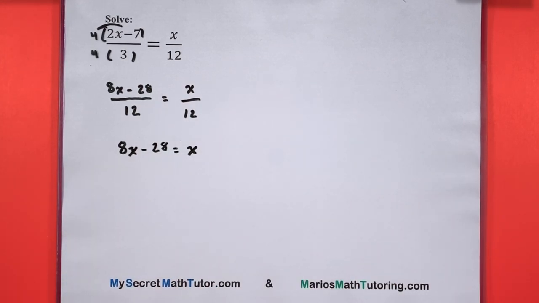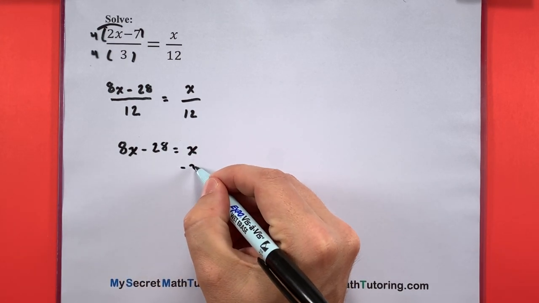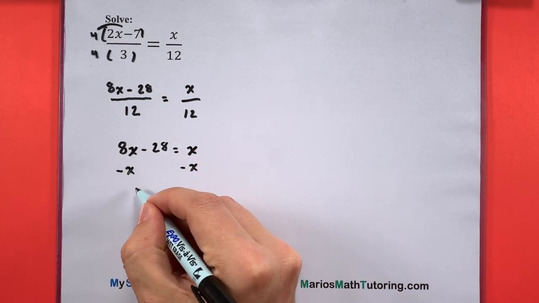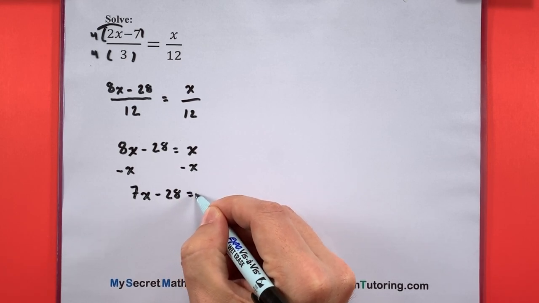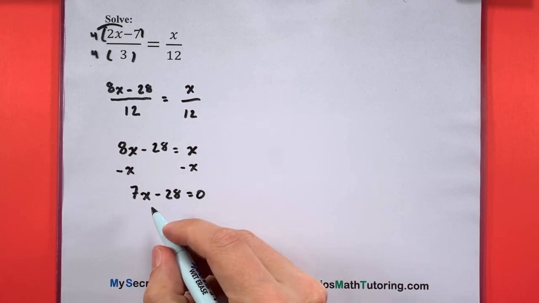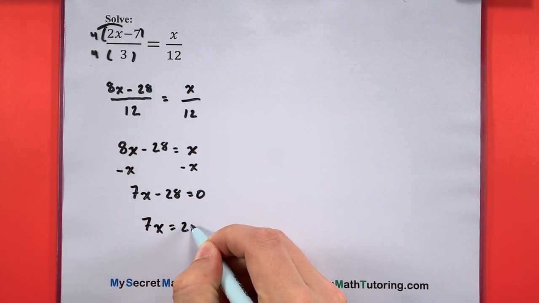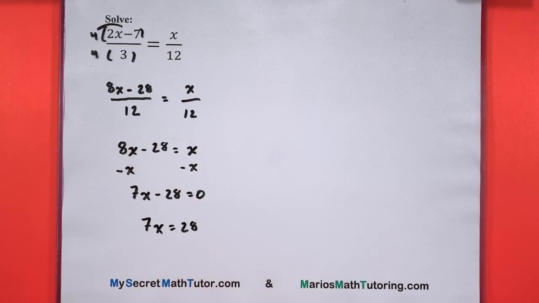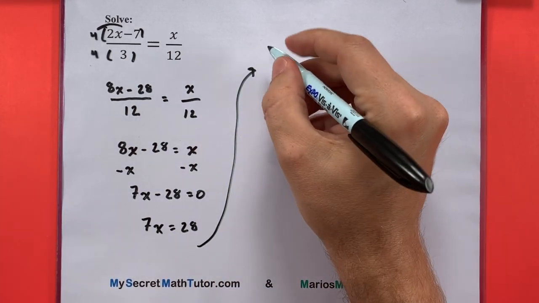Excellent. Now that we have those, we can work on getting the x's together and really isolating it. So let's go ahead and subtract an x from both sides. That looks like a pretty good idea. So we get 7x minus 28 is equal to 0. And we can move that 28 to the other side as well. All right, this one is almost done. One last step. Divide both sides by 7.